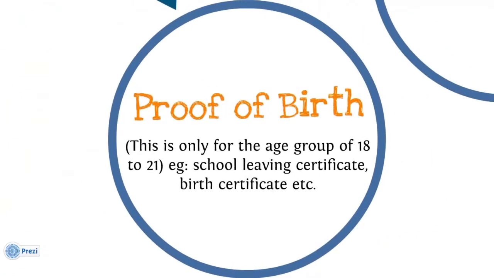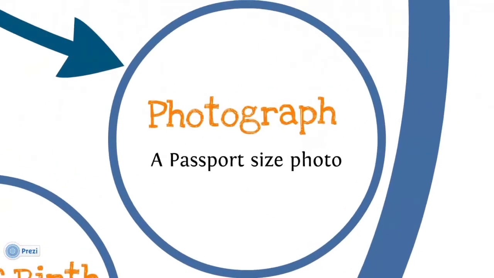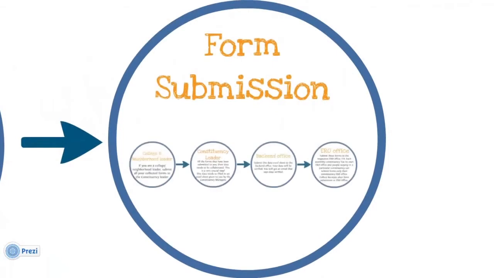Third document is proof of birth. This is only for the age group of 18 to 21. Example, school leaving certificate, birth certificate, etc. Fourth is your passport size photo. All these documents need to be attested by a gazetted officer or notary. After attaching the documents, recheck the forms once again. Now it's time to submit these forms.